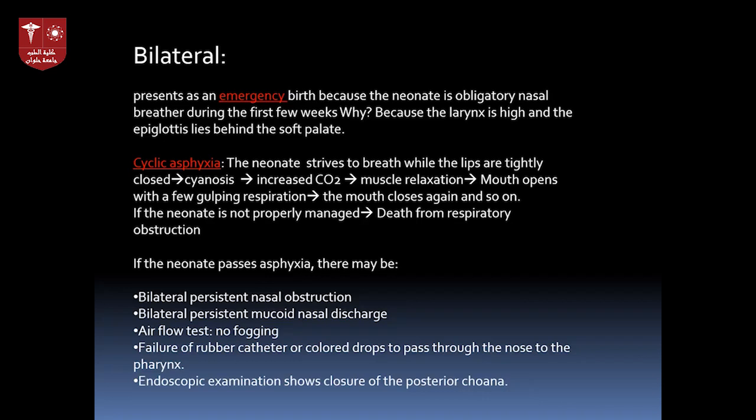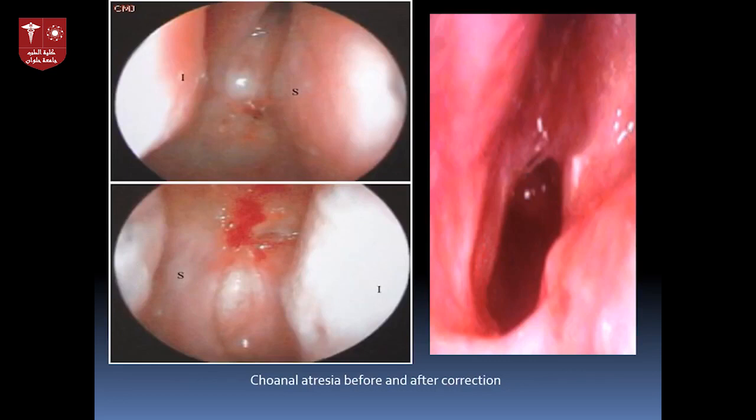Bilateral choanal atresia is an emergency and it requires treatment as soon as possible. Here you can see on the left side photos a choanal atresia. The nasal cavity is totally blocked. And on the right side, you see the opening after surgery or after correction.